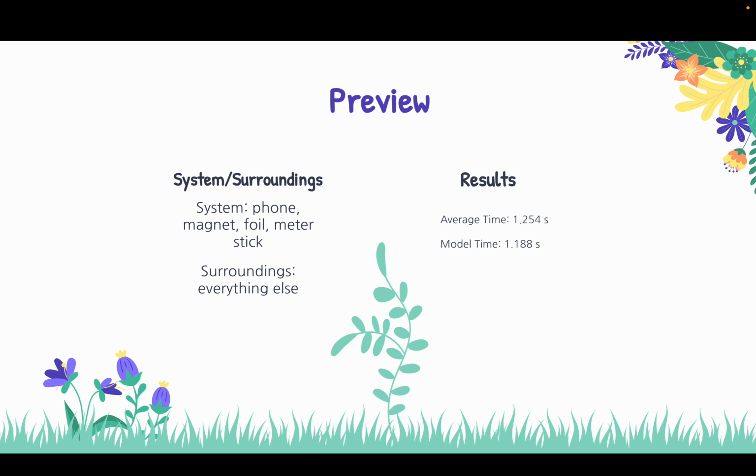For a preview, the system was the phone, the magnet, the foil, and the meter stick. The surroundings were everything else. And for the results, the experimental average time was 1.254 seconds, and the computer model time was 1.188 seconds.